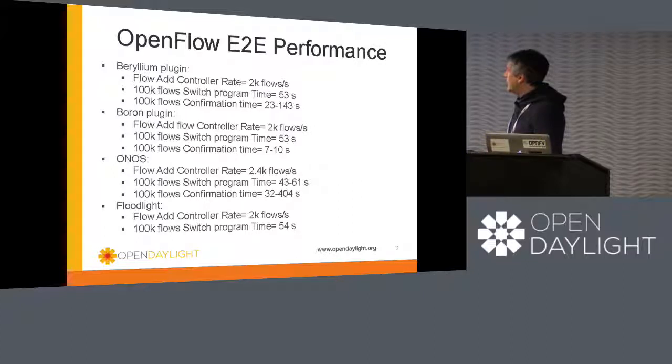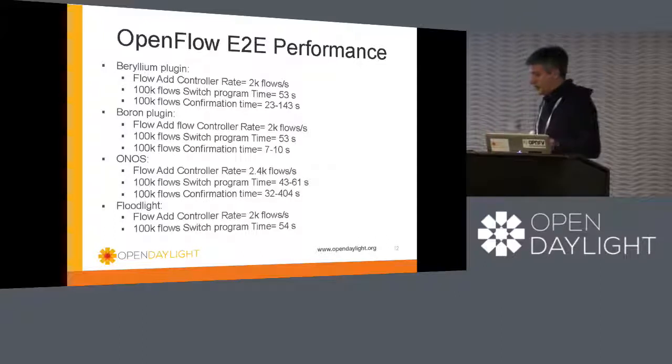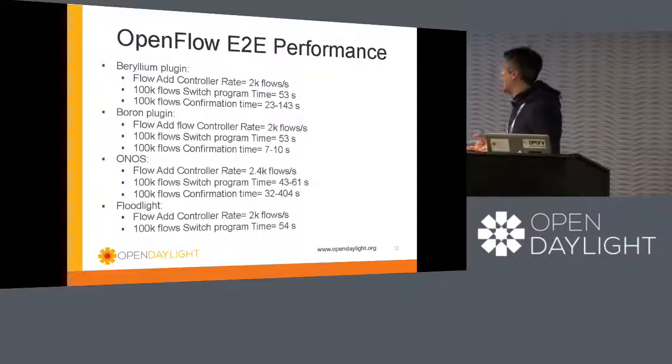The second metric is time to program the switch. This is the time between when you start your test, start pushing 100K flows, and when everything gets programmed into the network. You can see that it's going to be the same, 53 or 54 seconds in the case of Floodlight and OpenDaylight. And then ONOS there is kind of different. We did a few tests, and it was very constant at the controller rate, but the switch programming rate had a little bit of variation. This is what we saw in our test.